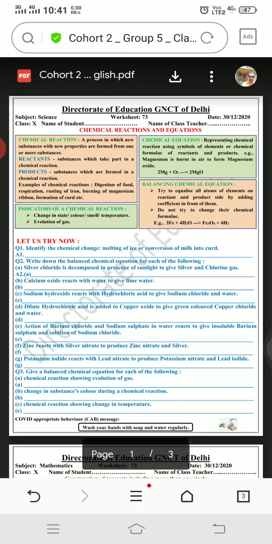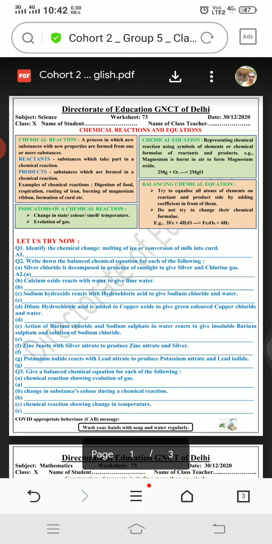Chemical reaction showing change in temperature. This is a very good example. Calcium oxide, when it reacts with water, gives calcium hydroxide, and this produces a huge amount of temperature, a huge amount of energy. This is an exothermic reaction, and due to this the temperature changes.